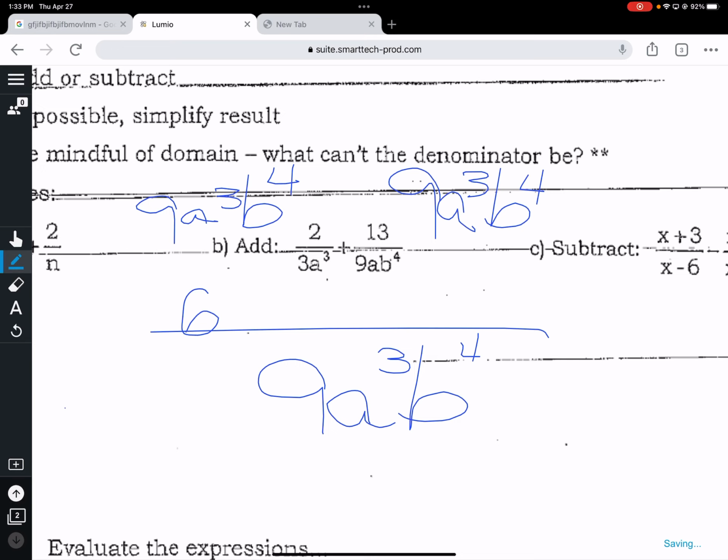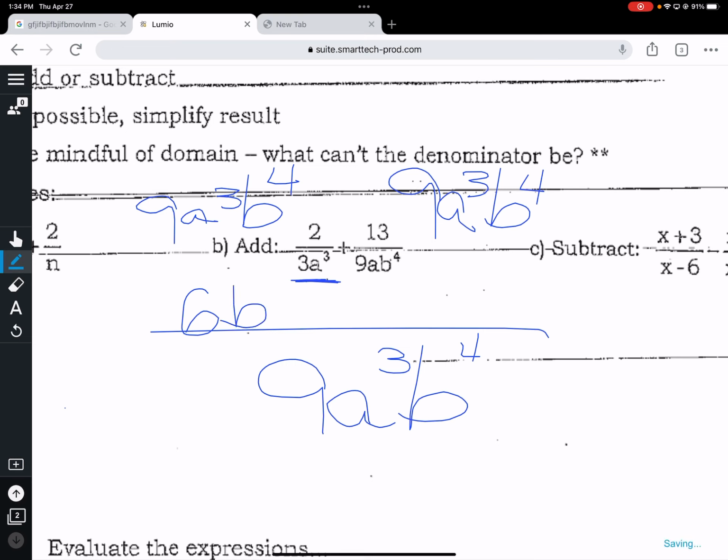Okay, to get from 3 to 9, we multiply by 3. So 3 times 2 is 6. I have a 9, and I have an a cubed in the denominator. How do I get to a cubed? To get from a cubed to a cubed, we're good. But we don't have any b's in the denominator, so we've got to put in the whole b to the fourth.